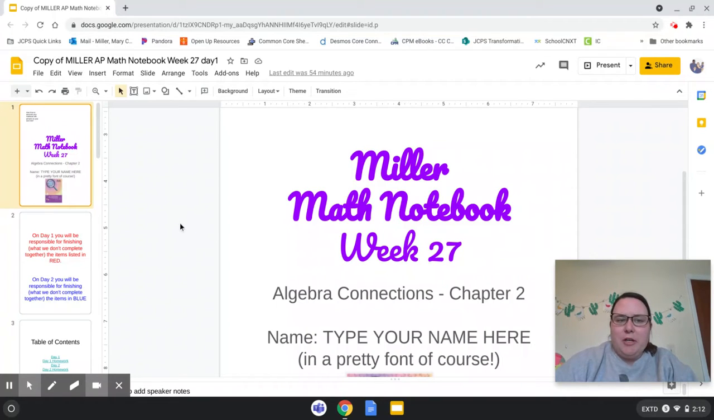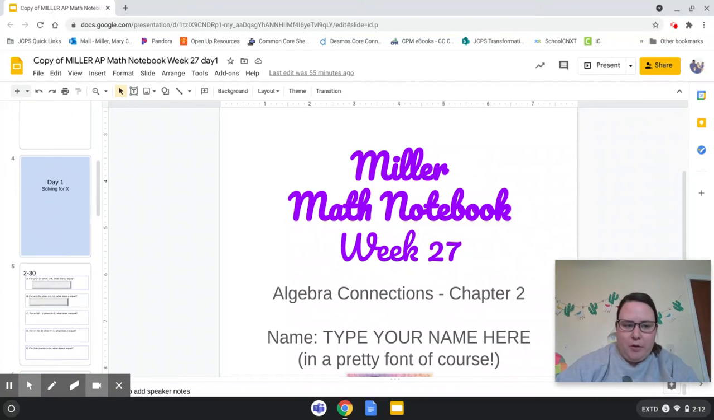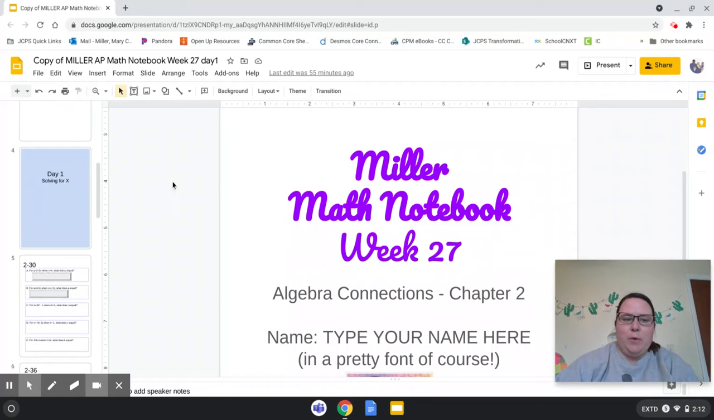So today we're starting week 27, day 1. We have been working a little bit with combining like terms and basically applying that negative section to the opposite section down on the algebra tile mat. So that is what we are going to continue to work on today as we work towards solving for x.